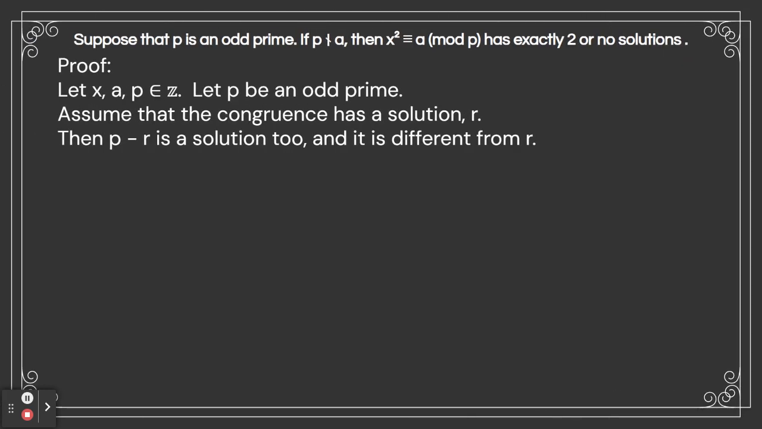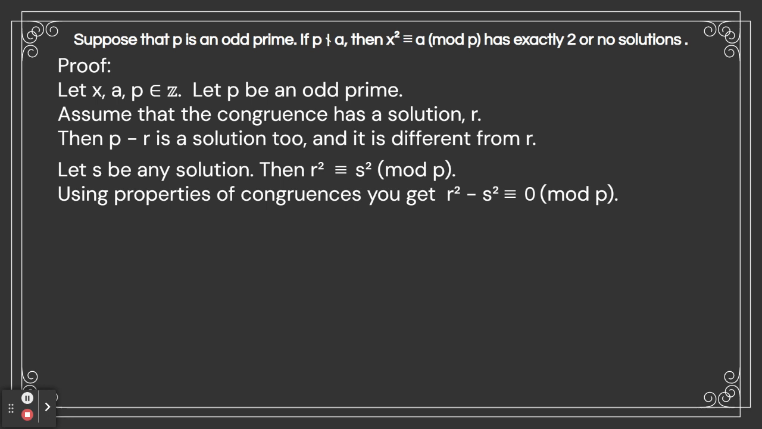All right, so here we go. This is what we have so far. Let's see what we can add on. So S can be any solution, okay? So we're going to let S be any solution to this congruence. Therefore, R squared would be congruent to S squared mod P. We can use our properties of congruences again. If you subtract S squared from both sides, you get R squared minus S squared, and now it's congruent to 0 modulo P.